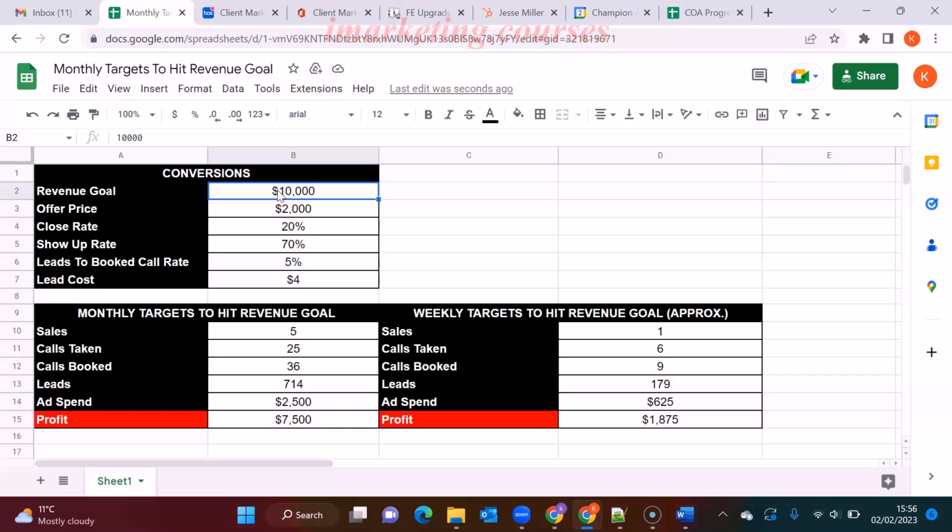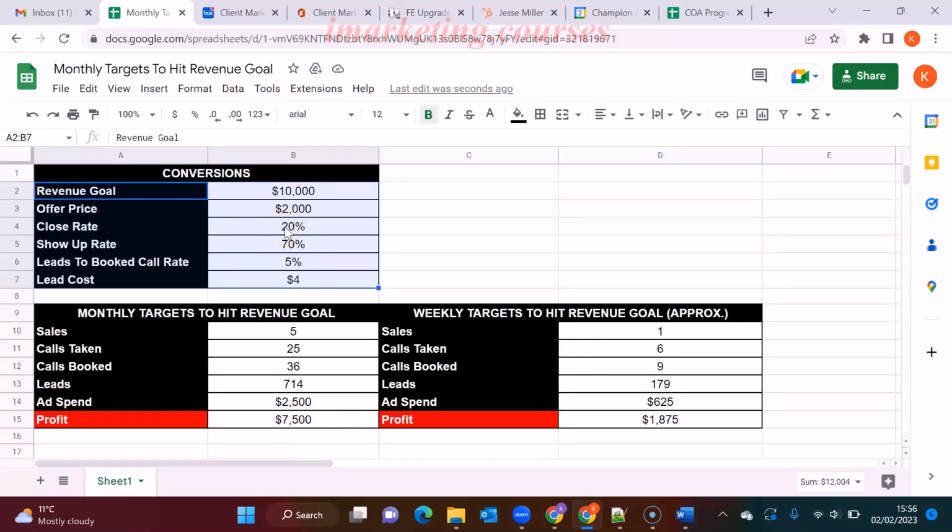However, that doesn't just happen just because. This is all numbers based, it's all maths based. And so the important thing to really start assessing are your conversions. Okay. Example being, out of how many calls taken do you actually close?